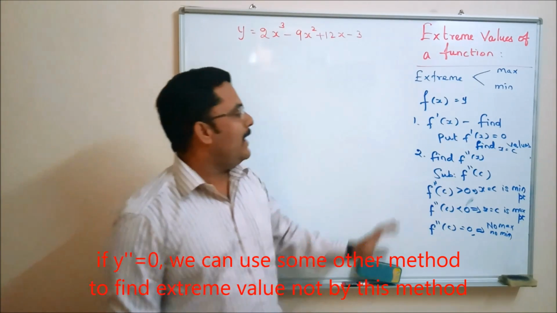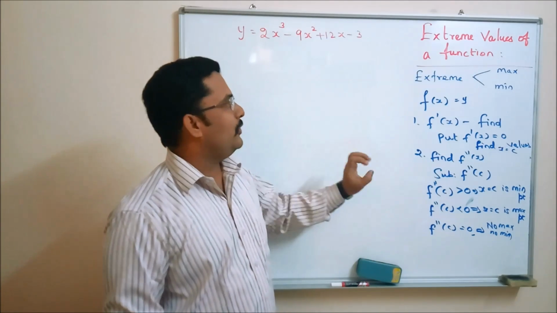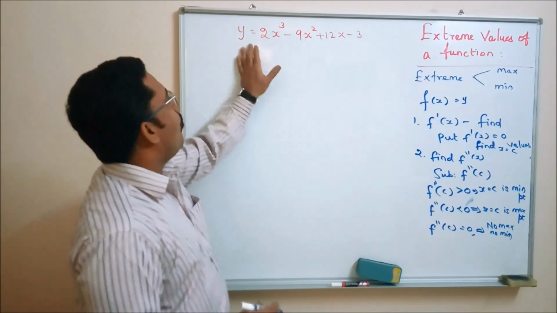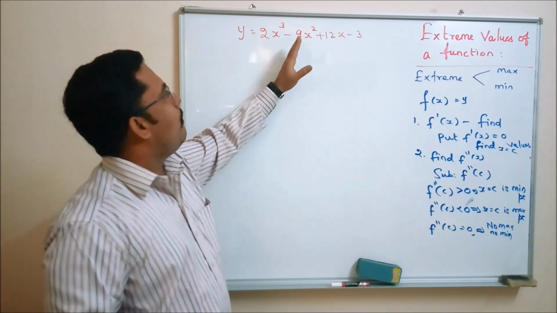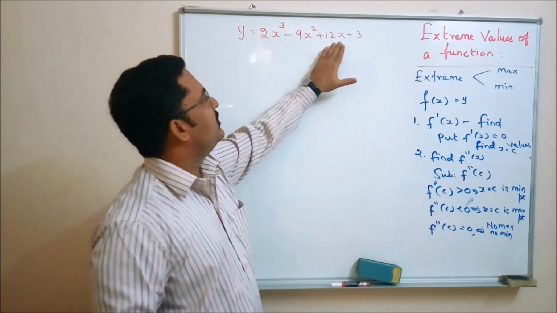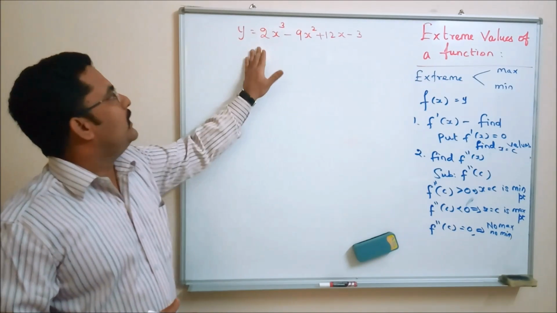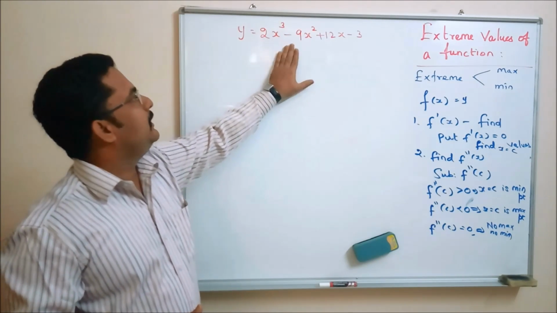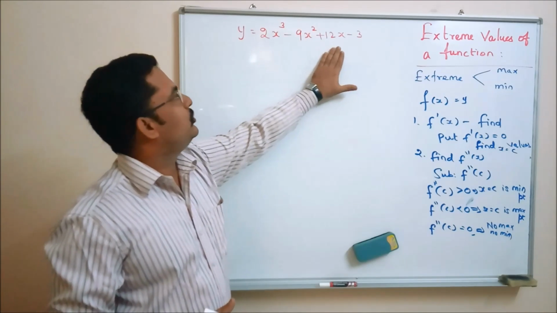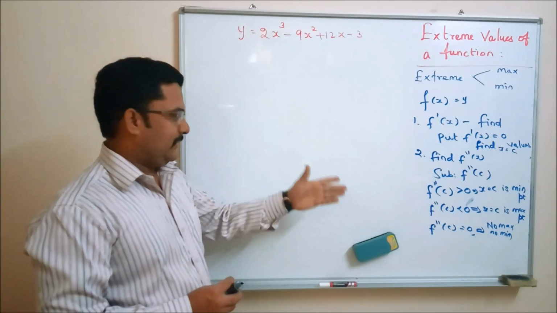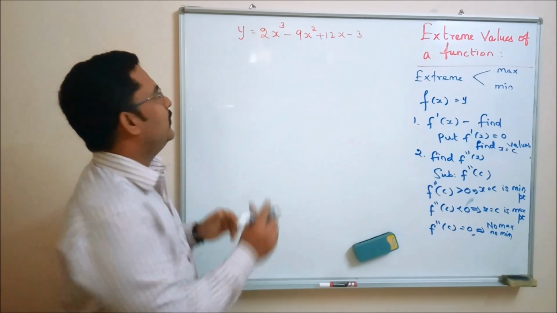By utilizing these steps, we are going to find the extreme values of this function: y is equal to x power 3 minus 9x power 2 plus 12x minus 3. Let's follow the steps that we have over here.